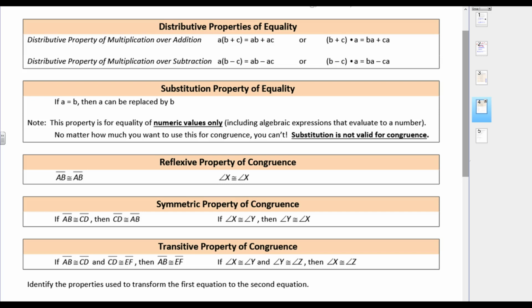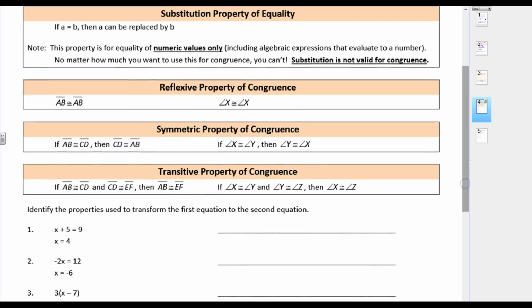Substitution property says that if you know A equals B, then you can replace A by B. This only works for numeric values, including algebraic expressions that evaluate to a number. Substitution is never a valid property of congruence, so just be aware of that. You're going to have a knee-jerk reaction to use it for congruence, but you can't. Usually it's transitive property instead of substitution property.